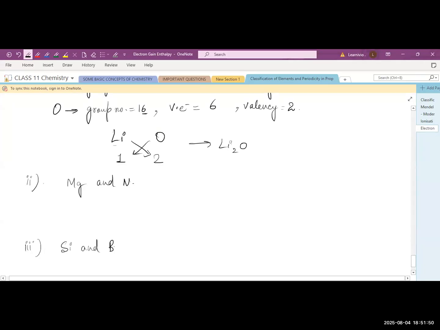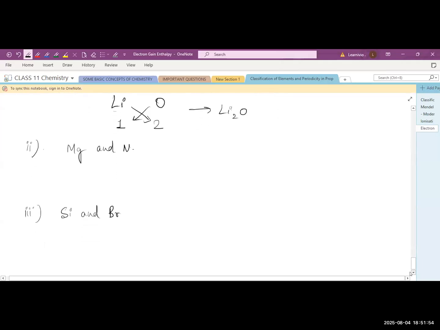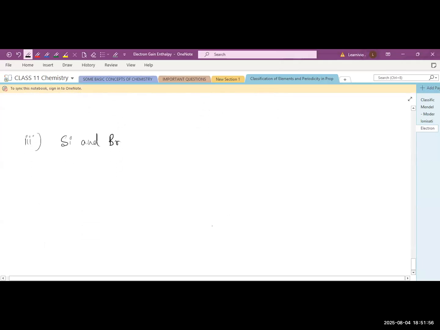Silicon and bromine. Nitrogen. Aluminium and sulfur. Yeah, just do that.